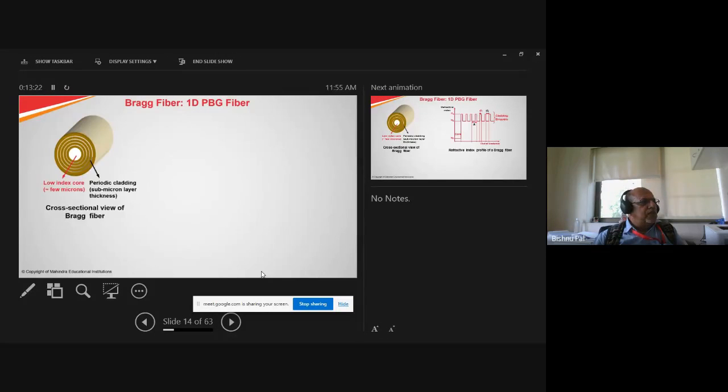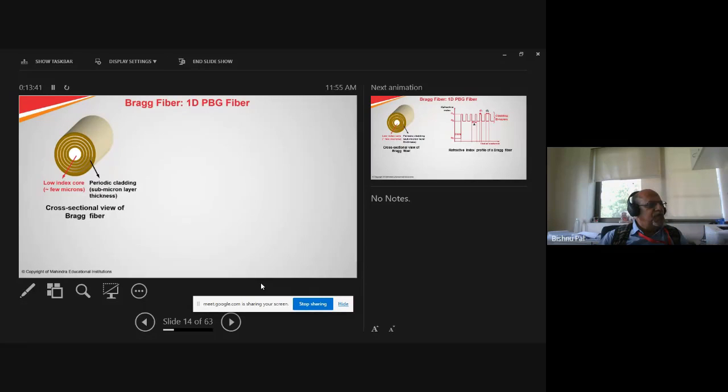So one of my former grad students, Sunandi Dasgupta, did her PhD work on this. So this is a Bragg fiber. You have a central low index core of few microns. It's surrounded by periodic cladding of submicron layer thickness of alternately low and high refractive index.